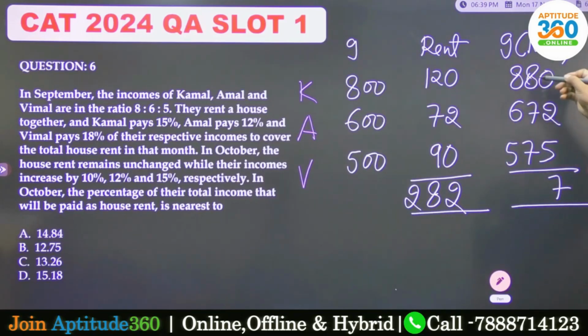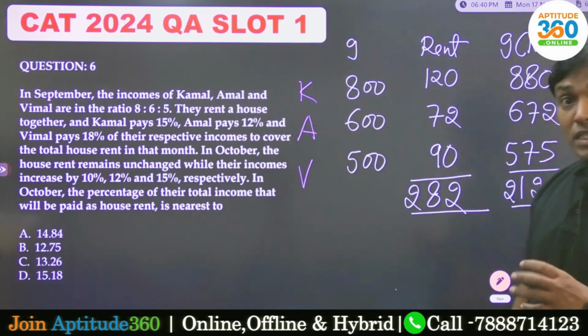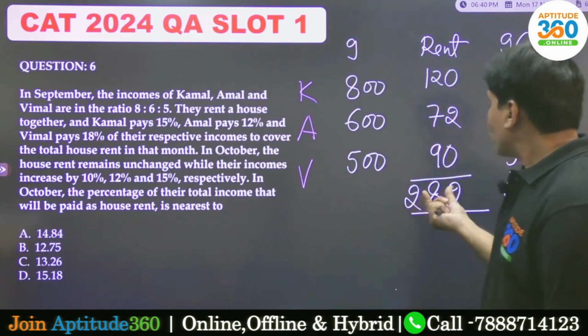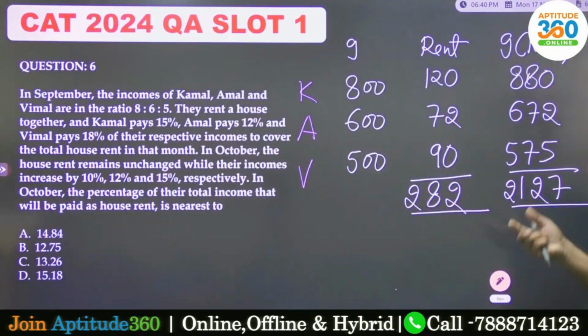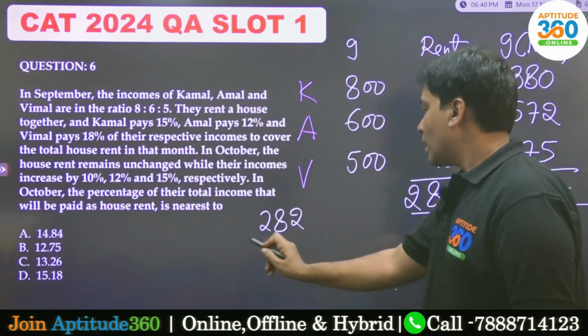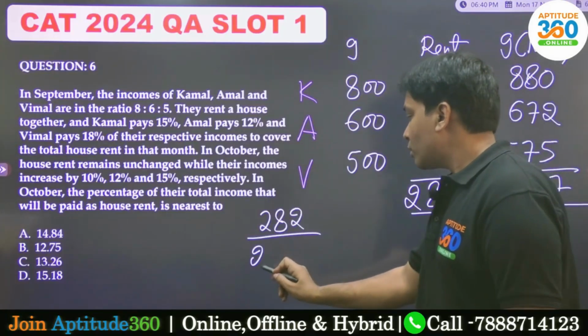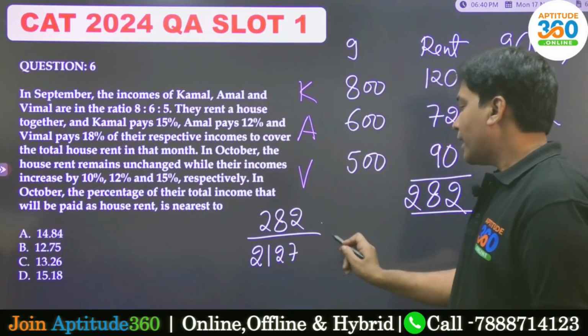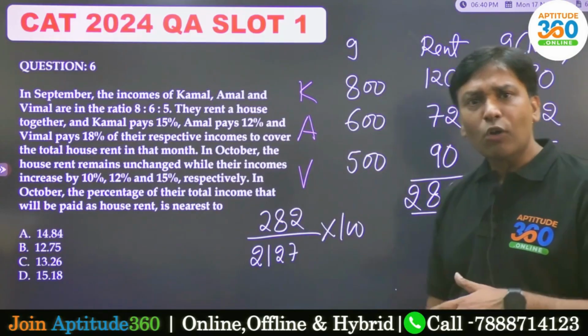So this is 2127 rupees. So what is that you need to find out? You need to find out 282 is what percent of 2127. So 282 is what percent of 2127 into 100. That is how we find out percentage.